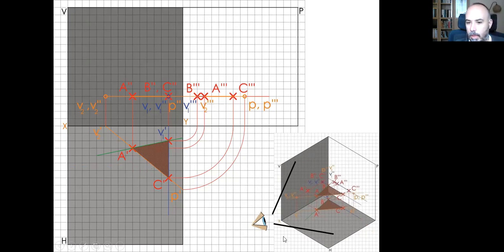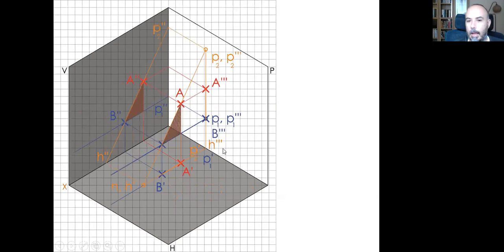When we take this position and look at the system, we cannot recognize the plane itself, but we can just see this edge here and this edge here with 3 points. It's B triple prime, A triple prime, and C triple prime. And it's the line here that we see.